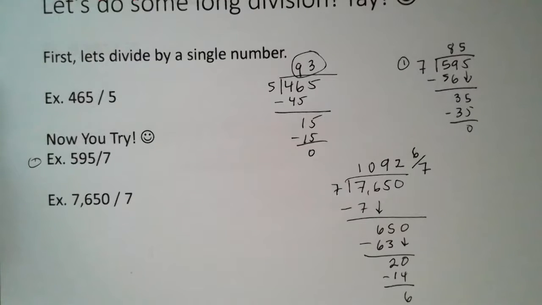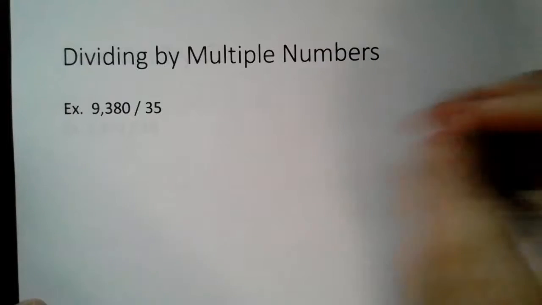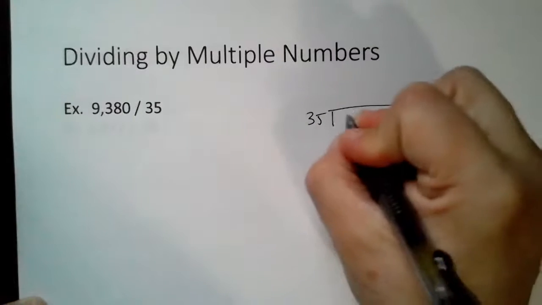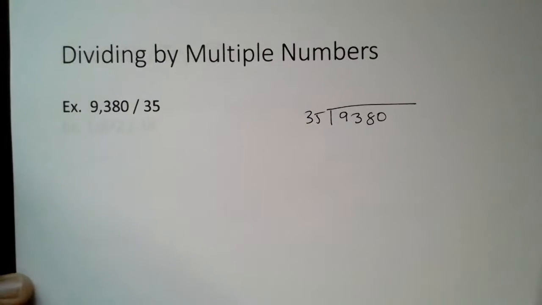Alrighty. So let's go ahead and do another one. What if we want to divide by multiple digits, right? So let's say we have 35 going into 9380. And it's important, you might think, well, I have my calculator, why do I need to do this? We're going to be using long division at some point. I don't know if it's the end of this course or the beginning of college algebra, but you will see this with variables. So it's really good to know this process.